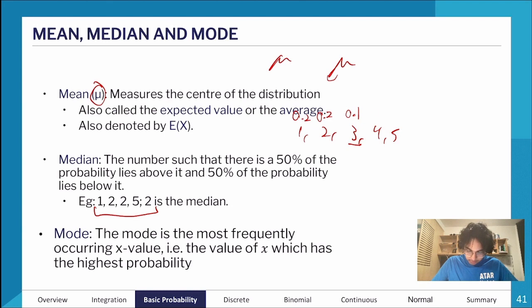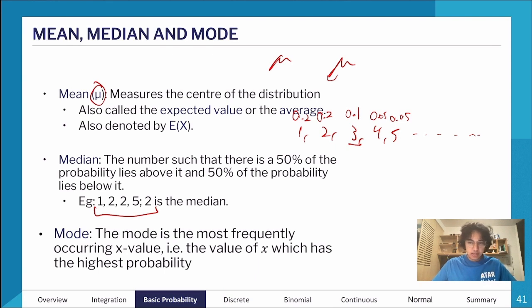So maybe this is like 0.05, and maybe there's a bunch of more events of just 0.05 until it all adds up to 1. So then the mode would either be 1 or 2 because it has the highest probability of occurring, if that makes sense.